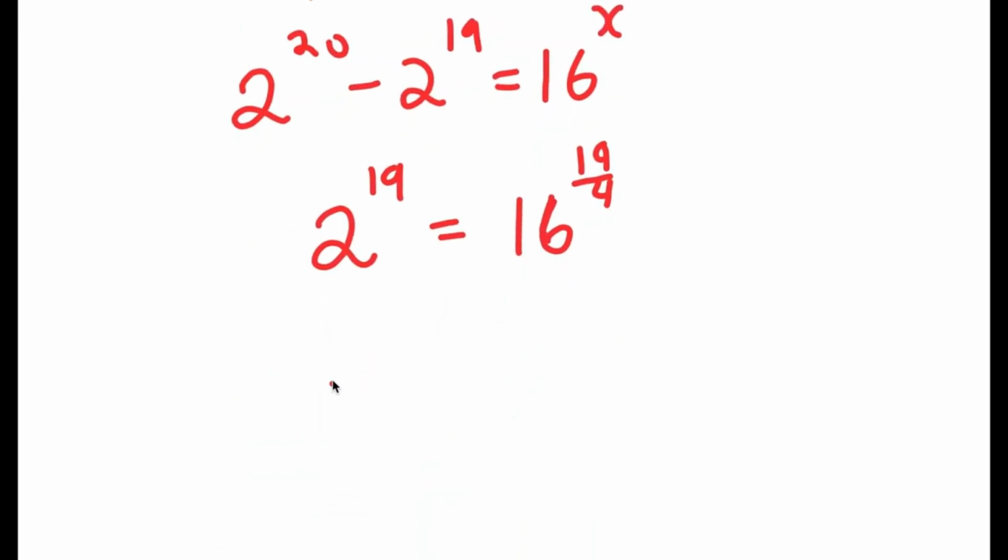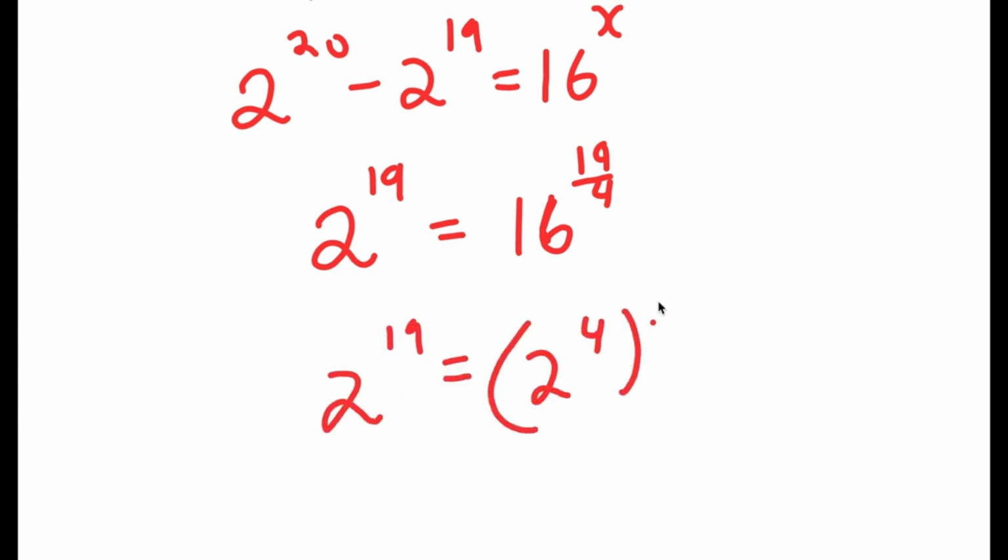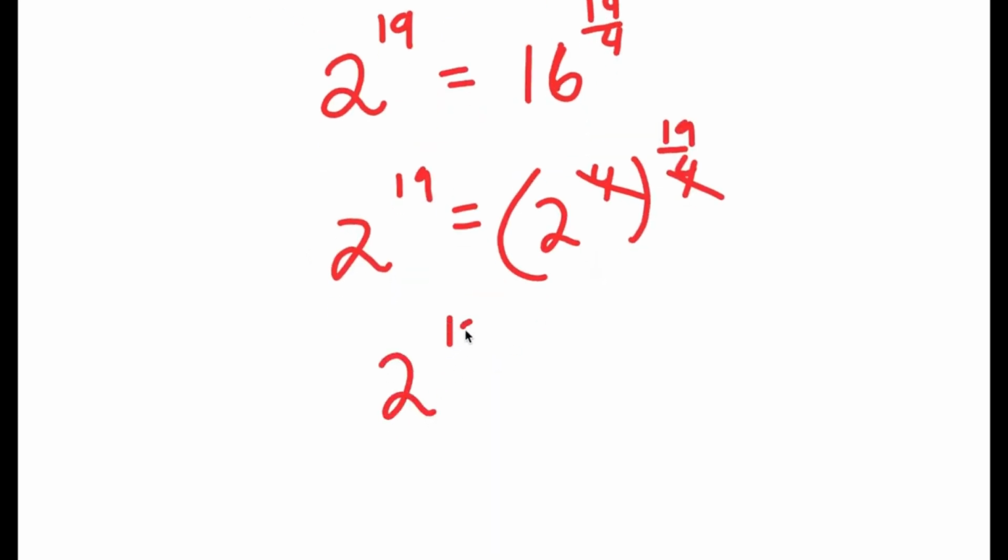Now 16, that's the same thing as 2 to the power of 4, so now I have 2 to the power of 4 to the power of 19 over 4, and these two 4's cancel out, so I get 2 to the power of 19 is equal to 2 to the power of 19.